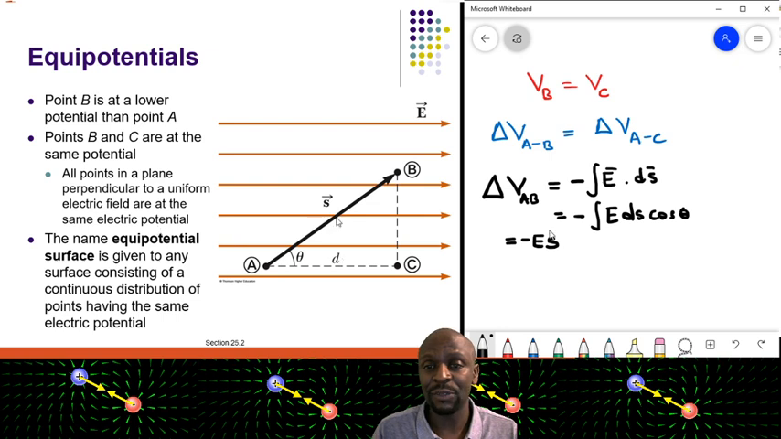It's just the magnitude of vector s, times the cosine of the angle between them. From that diagram, what is the cosine of theta? The cosine of theta is just d divided by s. Now you can show that the change in potential there is just given by negative E d.